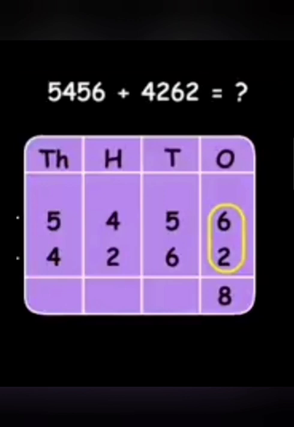Let's try another example. The number here is 5456 plus 4262. Remember children, align the numbers vertically and place them under their correct place values. Let's start adding 6 and 2 which is there at 1's place. 6 and 2 gives you an 8. No carryover. Leave 8 under the 1's column after adding 6 and 2.